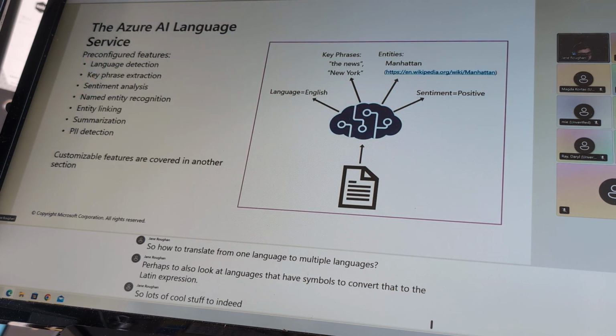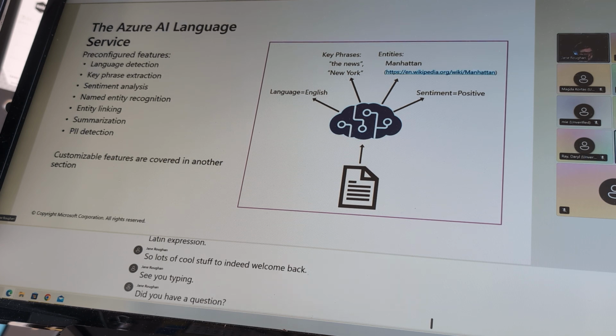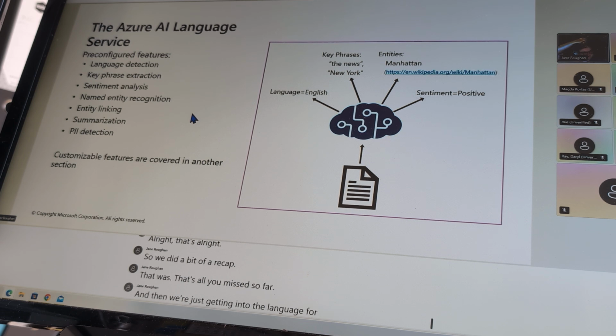Terendate, welcome back. See you typing. Did you have a question? It's just a great guide. I'm just lazy, so that's all right. I'll get around to it. So we did a bit of a recap. That's all you missed so far. Have a great day. And then we're just getting into the language for today.